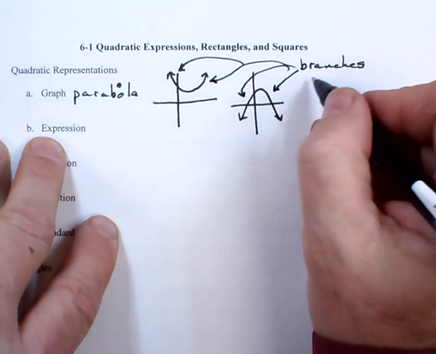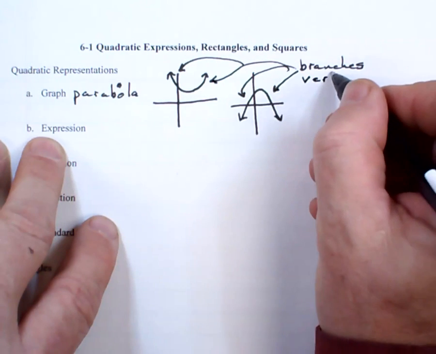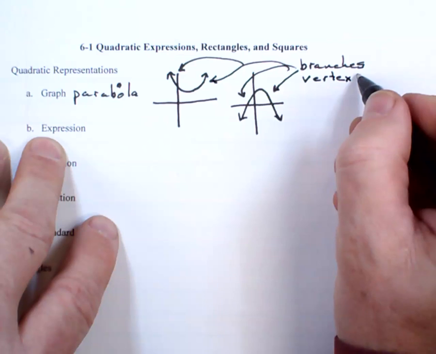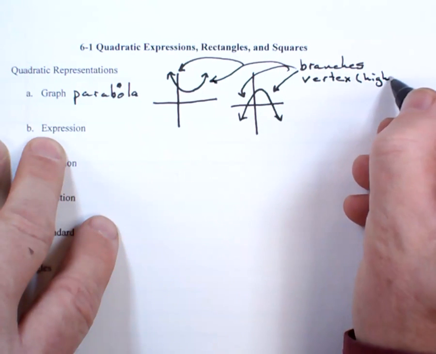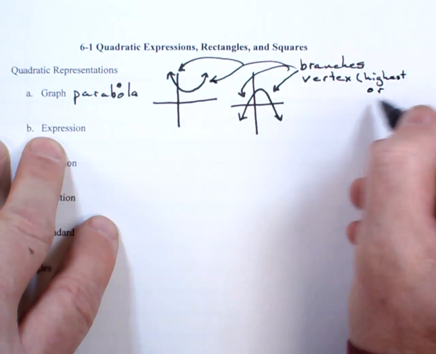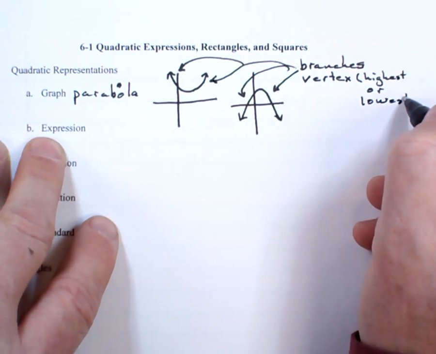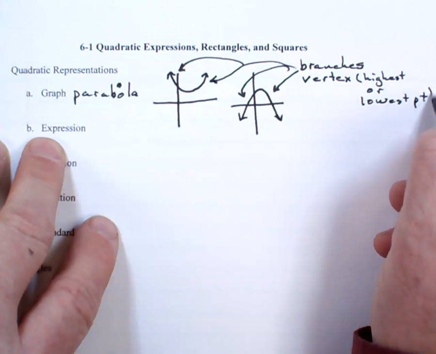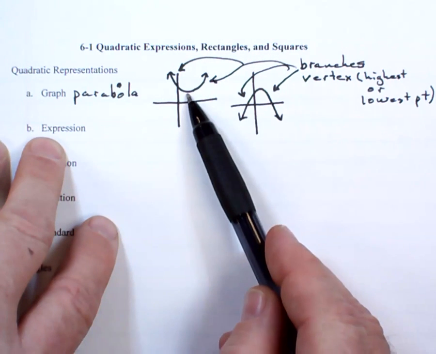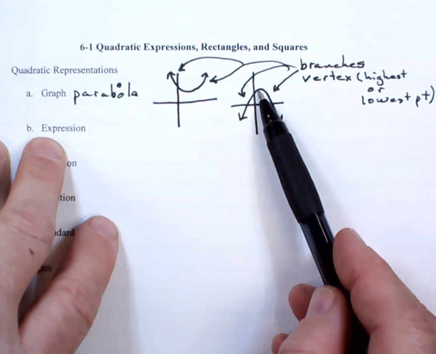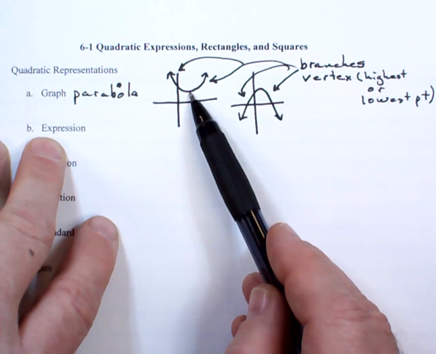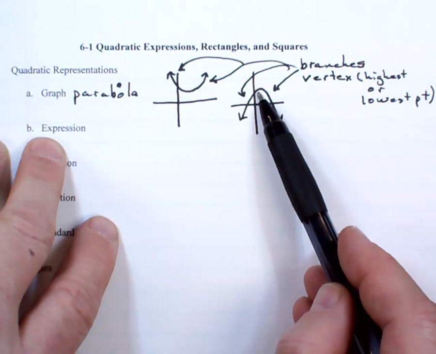They have things called a vertex. And the vertex is either the highest or lowest point. So the vertex is right here on this parabola, and right here on this parabola. We call this vertex the minimum because it's the lowest point. We call this vertex the maximum because it's the highest point.